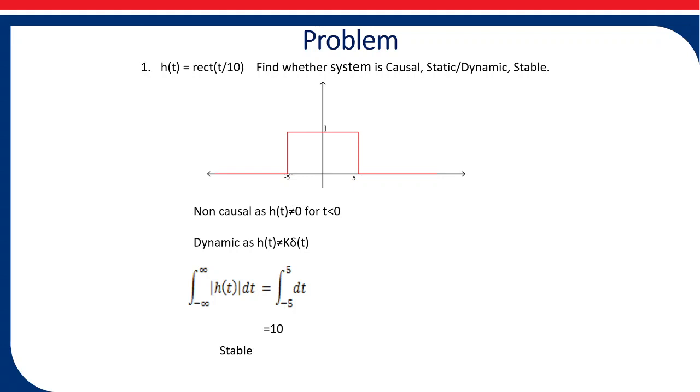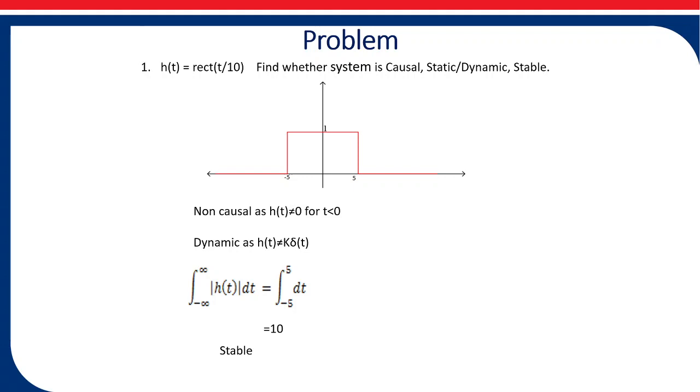Secondly, whether the system is static or dynamic. To be a static system, it is required that h of t should be k into delta of t. But here h of t is not of that form. That's why the system won't be static, the system will be dynamic.